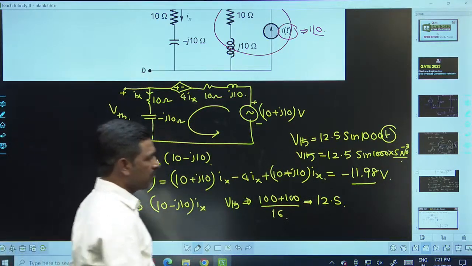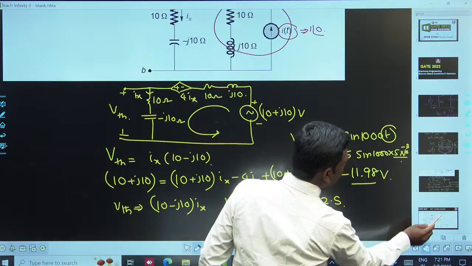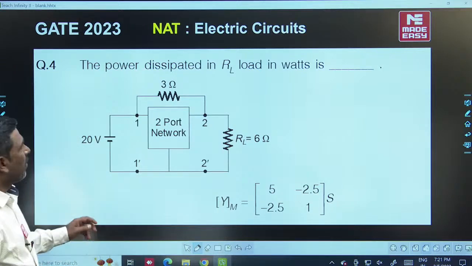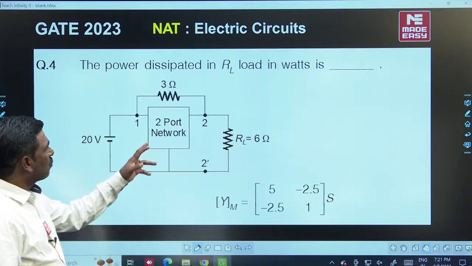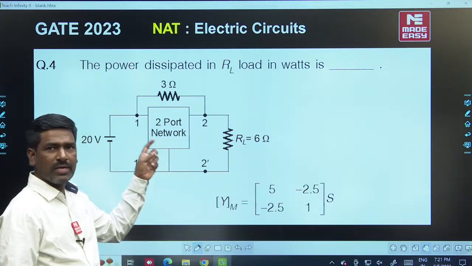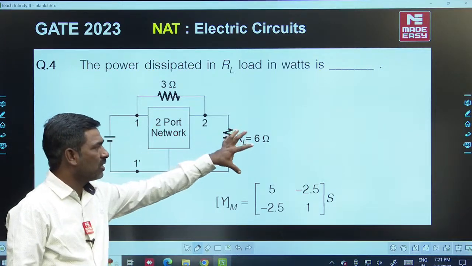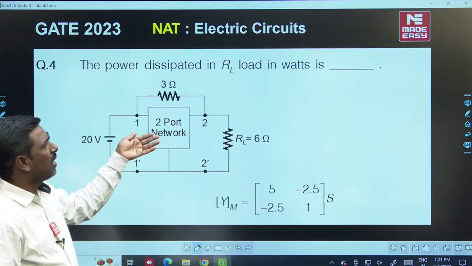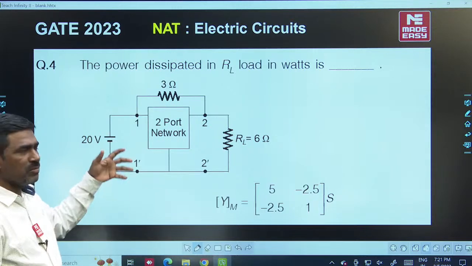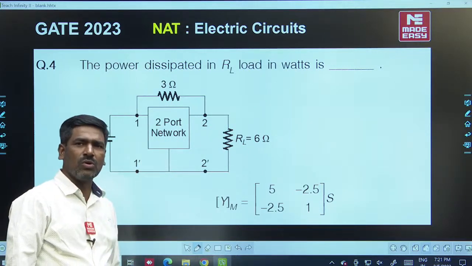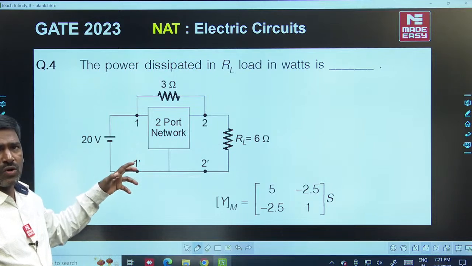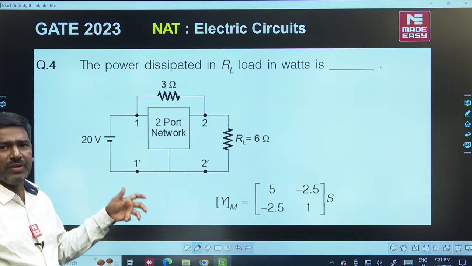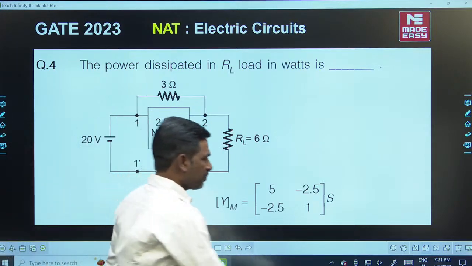Okay, so very simple. The next question is based on the power dissipated in the RL load in watts. Y is given for this 2-port network, and in parallel is 3 ohms. So find out the power. P is equal to I square into R. I maybe observed this in an online test series, a similar question. So PL is equal to I square into RL. First find out the Y parameters, the total Y parameters. Then you have to apply VTH and RTH, and you get the answer here.